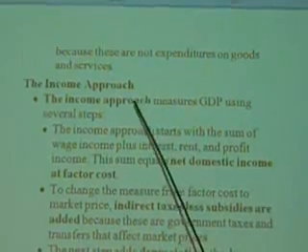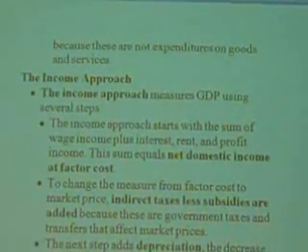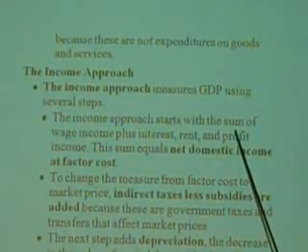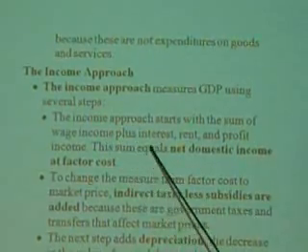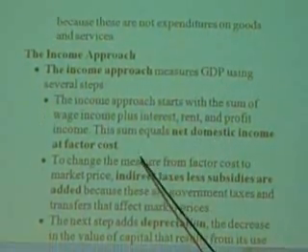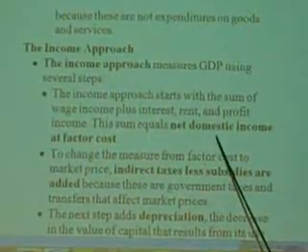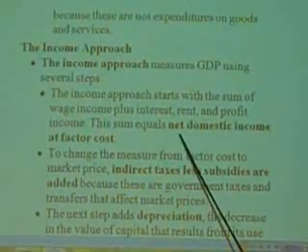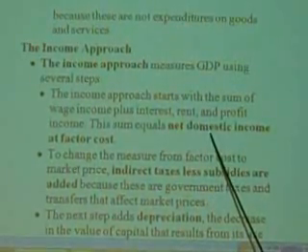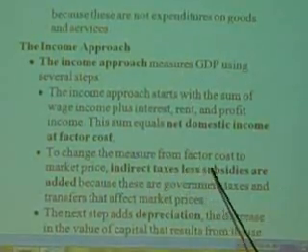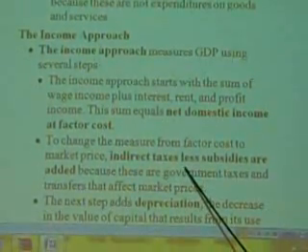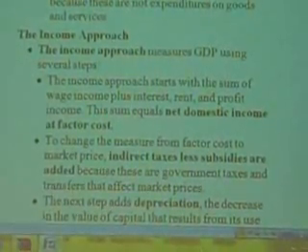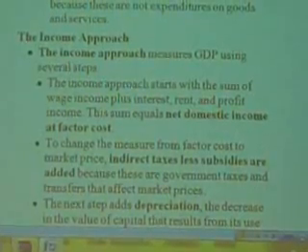The second method is the income approach. The income approach involves more steps, several steps. It starts with the sum of wage income plus interest, rent, and profit income. This sum equals net domestic income at factor cost. The main term to remember, though, is net domestic income at this stage. And then to change the measure from factor cost to market price, indirect taxes less subsidies are added, because these are government taxes and transfers that affect market prices.